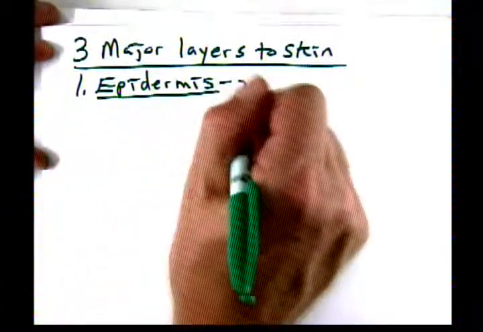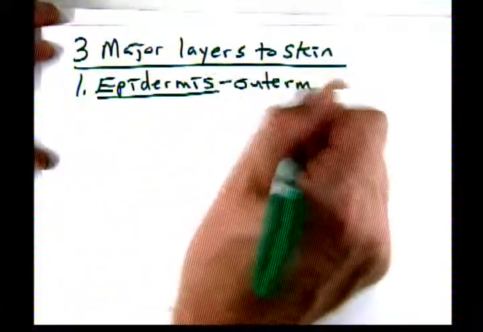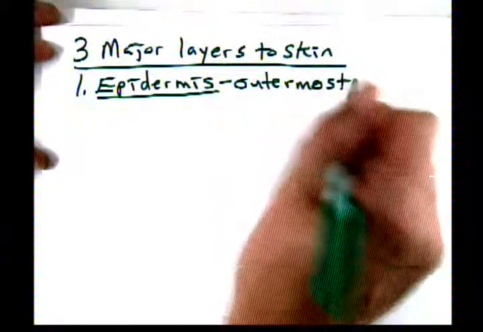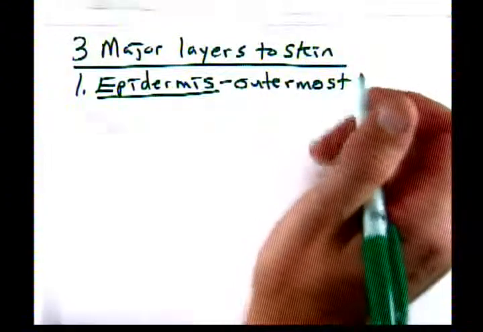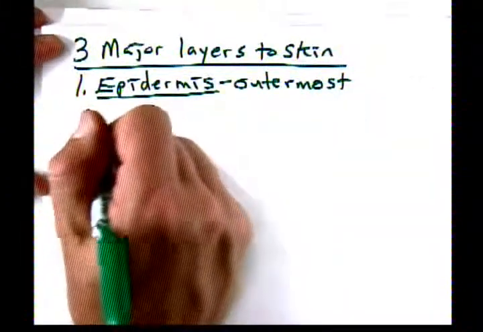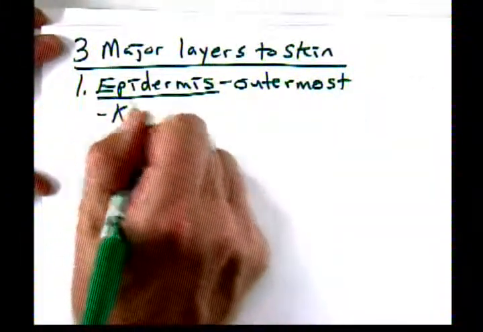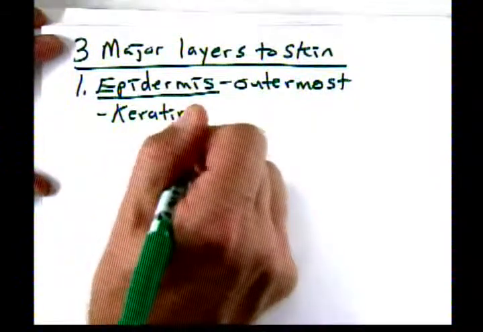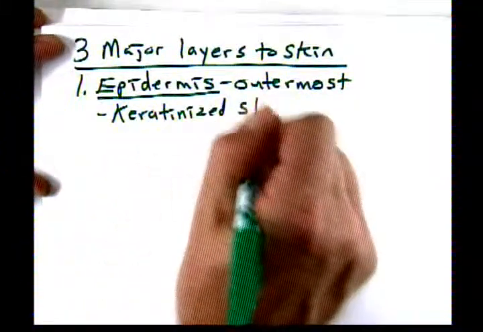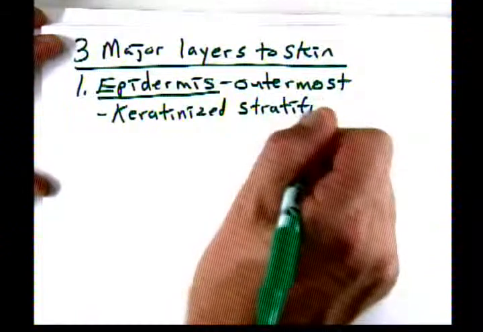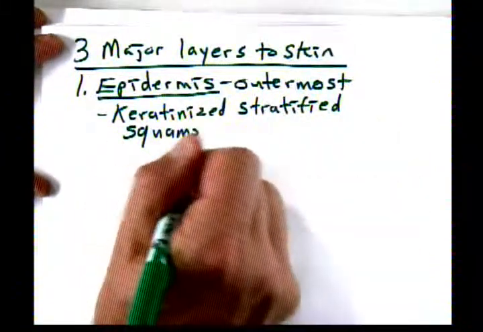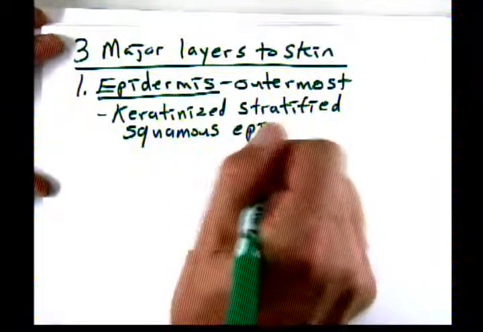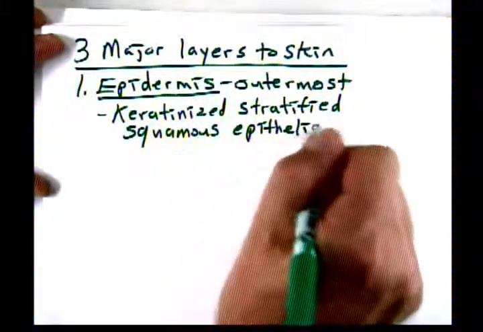But the epidermis, this is outermost, as you just saw on page 151 of the book. That's the one you see when you look in the mirror at yourself. And the epidermis is primarily made up of keratinized, stratified, squamous epithelial tissue.